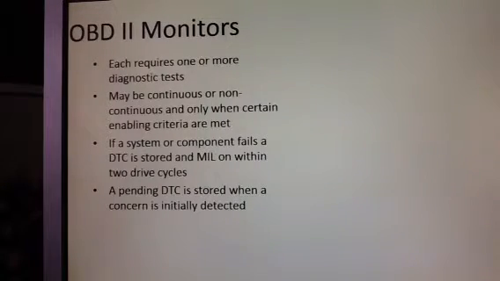If a system or a component fails, a diagnostic trouble code is stored and the malfunction indicator lamp is on within 2 drive cycles. A pending diagnostic trouble code is stored when a concern is initially detected. From there, it can move up to a full diagnostic trouble code, where it would reach into our history or our current codes.